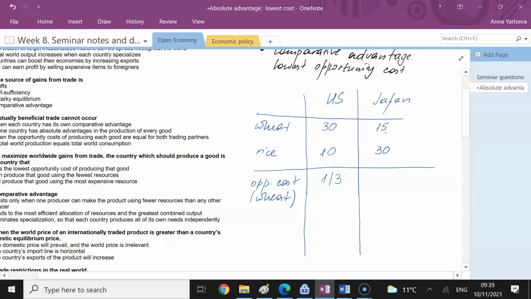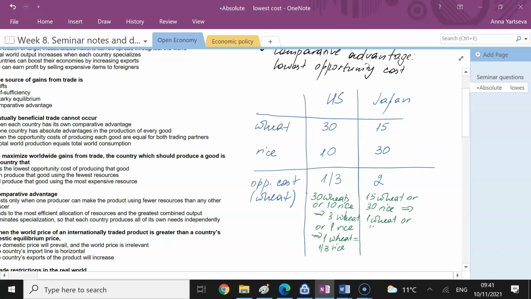For Japan, the relationship is 15 to 30, or 1 to 2. So 1 unit of wheat is equivalent to 2 units of rice. If you want to produce 1 extra unit of wheat, you are giving up 2 units of rice. Do you see this? To make it a bit clearer, we can produce 30 units of wheat or 10 units of rice. This is equivalent to 3 wheat or 1 rice. Therefore, 1 wheat is equivalent to 1/3 of rice. And similarly here, 15 wheat or 30 rice is the same as 1 unit of wheat versus 2 rice.